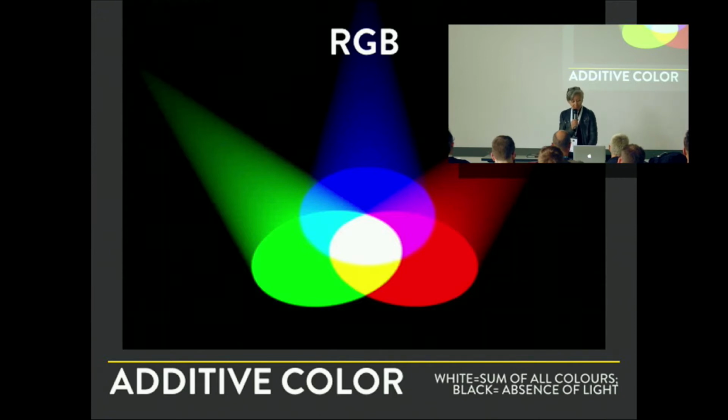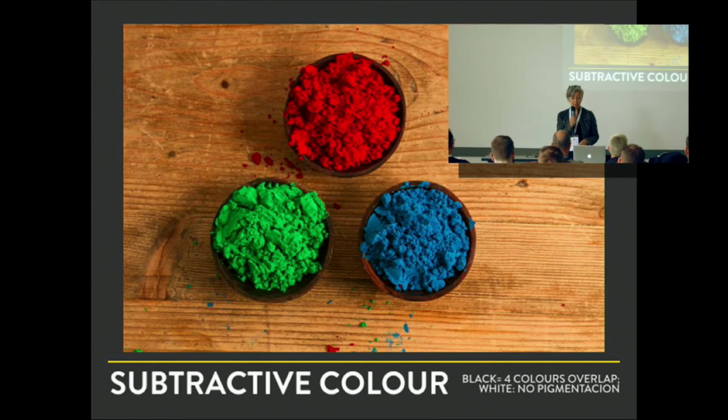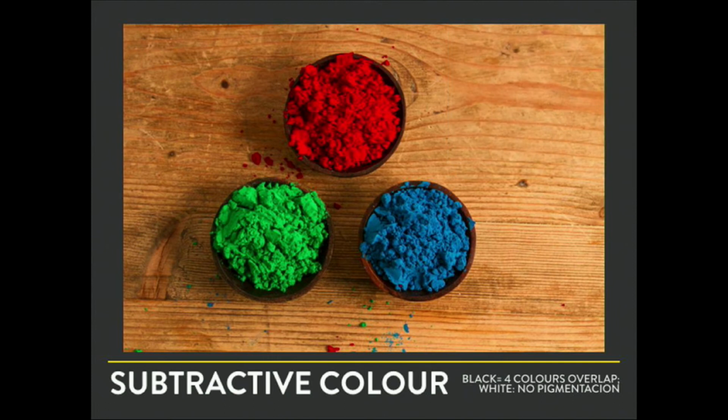Now, I don't know about you, but when I started understanding about these things, it didn't make any sense at all to me that the sum of all colors would be white. It's just not normal, because when you start playing with color as a kid, when you mix the three colors, you don't get white. You get something completely different. So, in the physical world, the color model is called subtractive, and when the primary colors overlap, the result is black. It's not white. It will never happen.